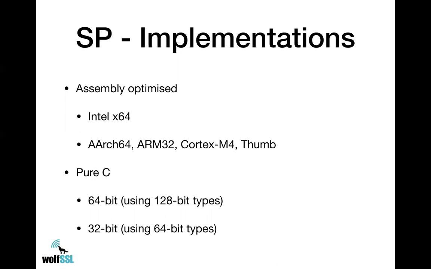Apart from the assembly optimizations, we also have pure C implementations. This is important because we haven't got assembly optimizations for every chipset. We found customers really appreciate having a pure C implementation that is fast, using the same kind of algorithms as the assembly optimization. So it's targeted at bit sizes, targeted at curves, curve parameters, all that kind of stuff.